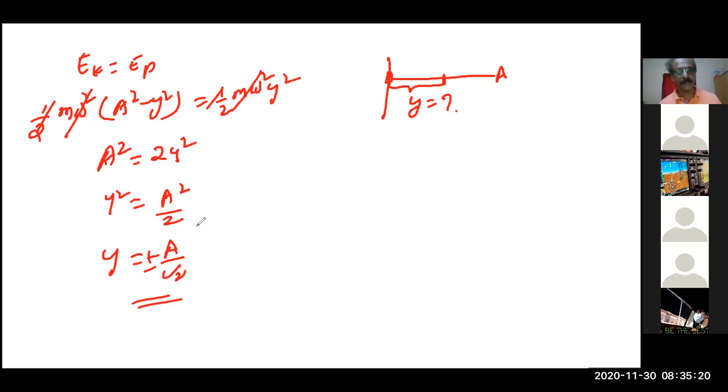That means if total amplitude is 4, it's not half the distance. At root 2 distance, the energy becomes half. Clear? Normal people will think that at half the distance from mean position, the energy will be half. No, it is at root 2 distance.